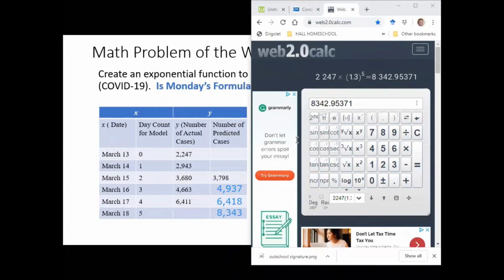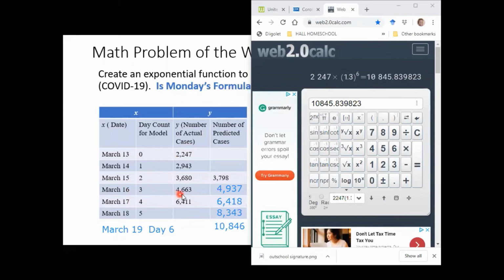18th. And let me just go ahead and put today's date, which is March 19th, in there. So that would make it day 6. So we predict there would be 10,846 cases on day 6. And that would be March, go ahead and type that in there. That would be March 19th, day 6. That's how many cases we predict would be on day 6. Okay, so these are the prediction model based on this formula, based on Monday's formula.